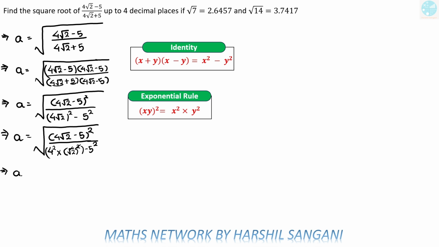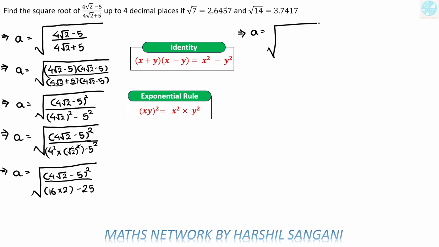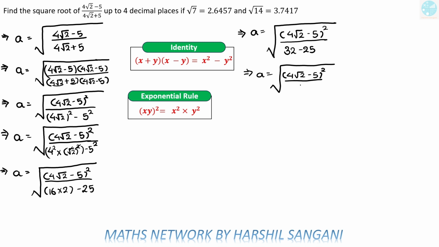And now we will get A equal to the whole root of (4 root 2 minus 5) whole square upon 16 multiplied by 2 minus 25. When we simplify it further, we will get A equal to the whole root of (4 root 2 minus 5) whole square upon 32 minus 25. And thus we will get A equal to the whole root of (4 root 2 minus 5) whole square upon 7.